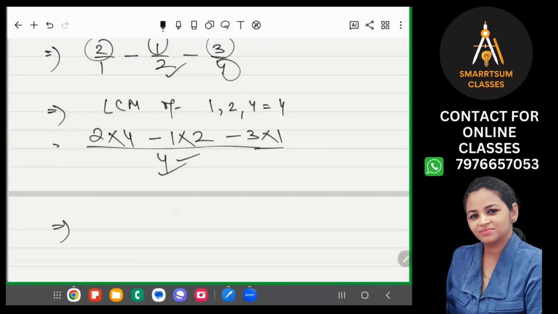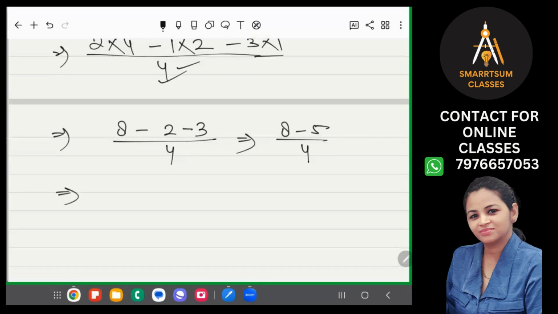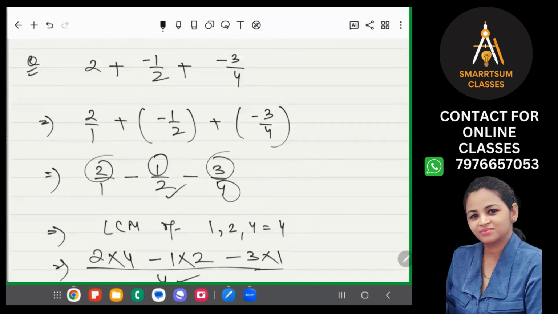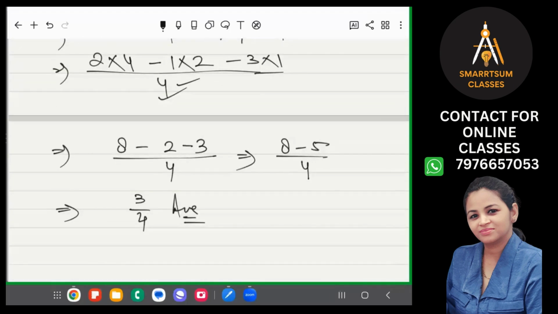Now we will solve it. 4 into 2 is 8 minus 2 minus 3 upon 4. So 8 minus 2 minus 3. These are negative integers. Same rule follow karne hain jo integers mein the. Minus 2 aur minus 3 dono negative sign integers hain. So we will simply add the numerical values. So it will become 8 minus 5 upon 4. Now 8 minus 5 is 3. 3 by 4. So what is the answer of their addition? Addition of these rational numbers? It is 3 by 4. Is that clear?